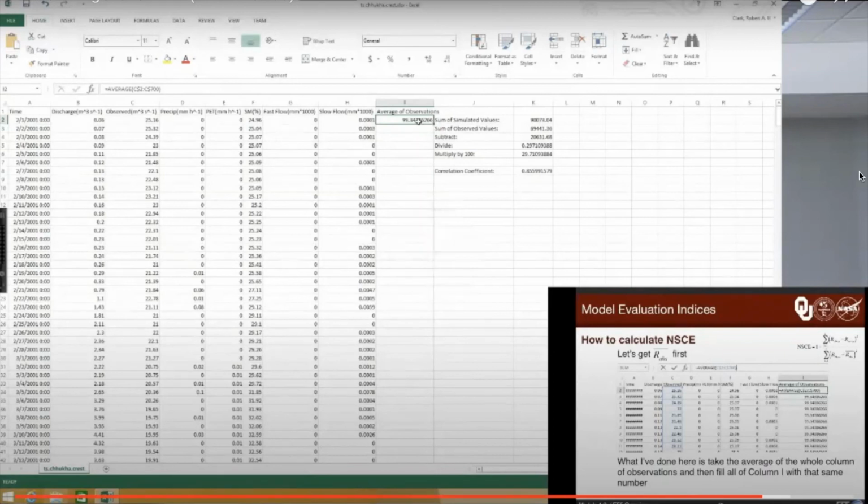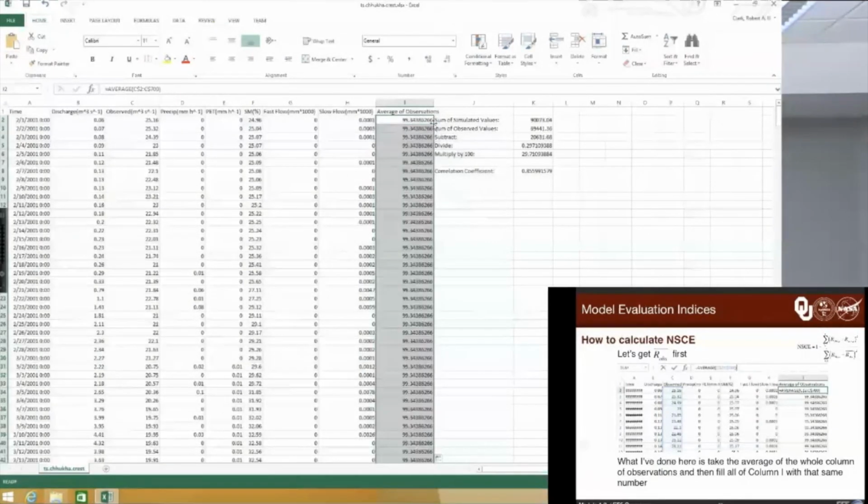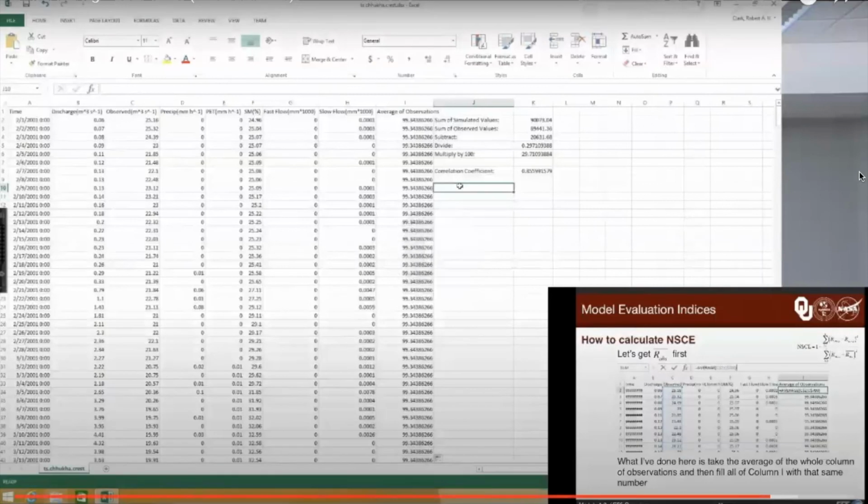Down through all 700 rows. If you did that manually, it would take a really long time. So instead, I'm going to move my mouse over to the very bottom right corner of this cell, and my mouse is going to turn into a little black plus sign. And once it does, I'm going to double click that. And now I have 99.34 going all the way down my screen.